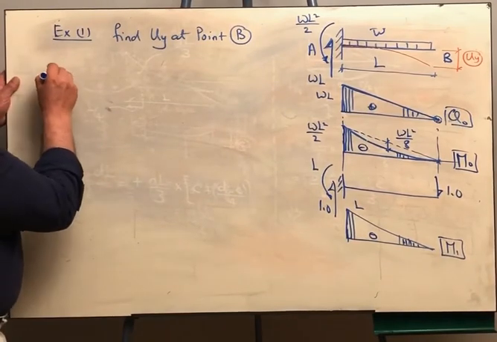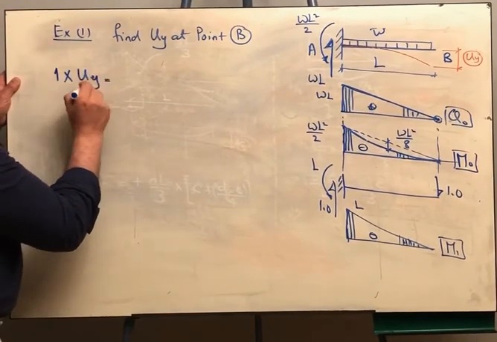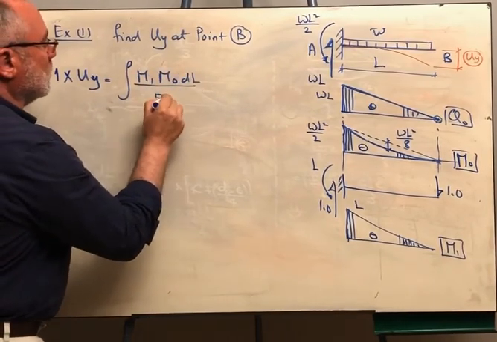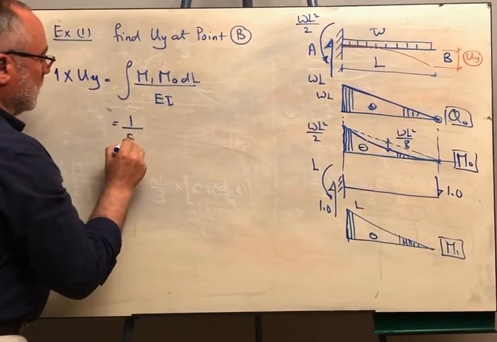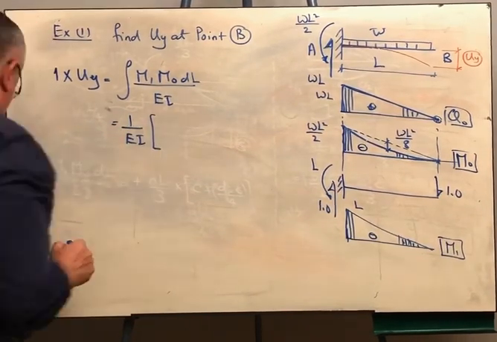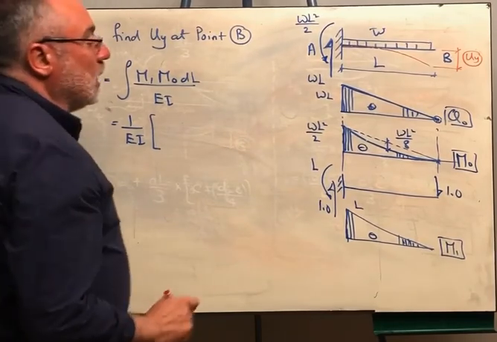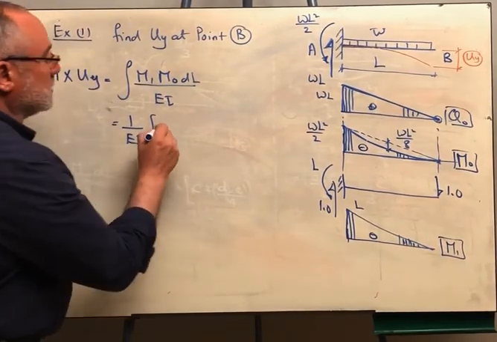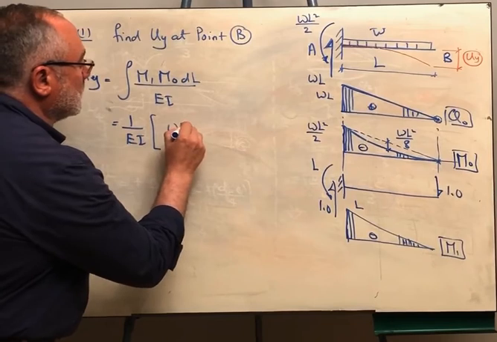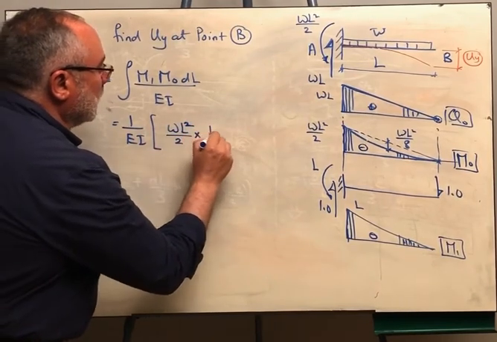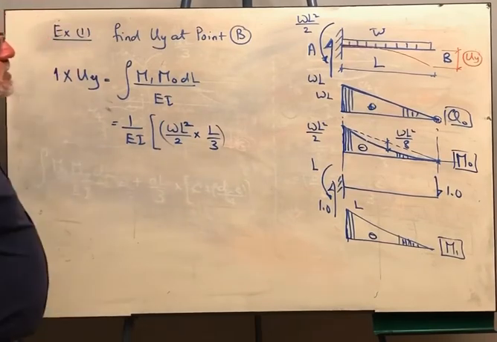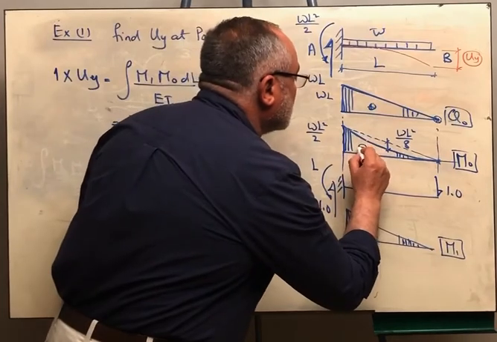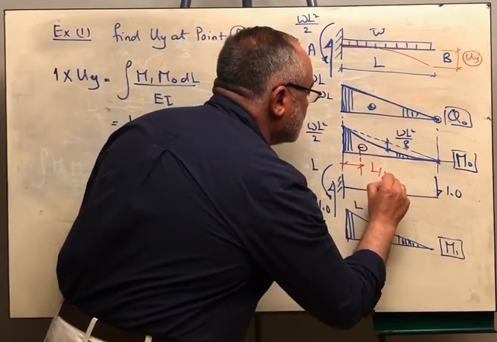So I'm going to say that 1 multiplied by Uy is equal to the integral of M1 M naught dl over EI. And this is equal to, I will take 1 over EI as a common factor, and I will come here to the area of the parabolic spandrel, which is 1/3 base times height, which is WL square over 2 multiplied by L over 3. This is the area of the parabolic spandrel. The corresponding ordinate here, the centroid is at a distance of L over 4.